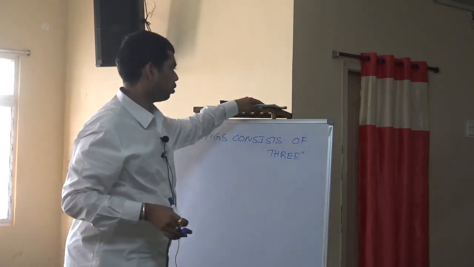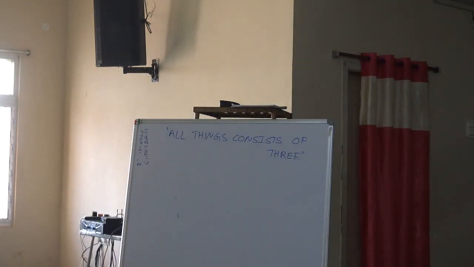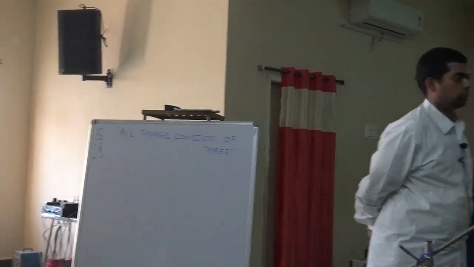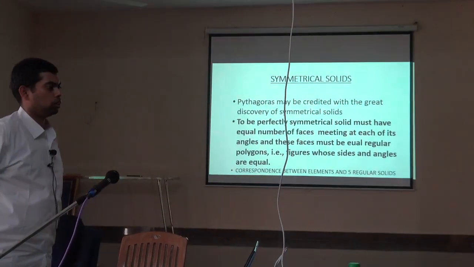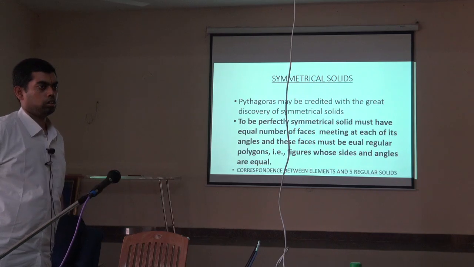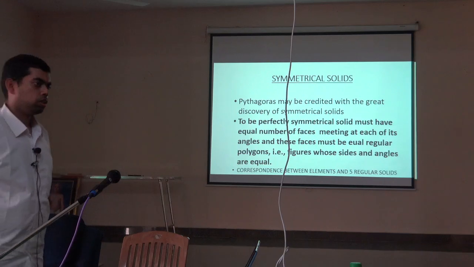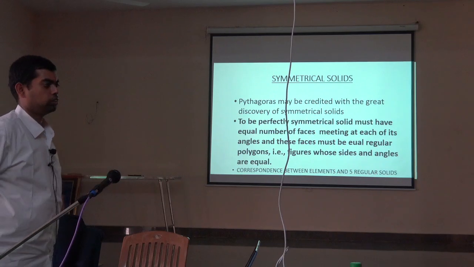So then Pythagoras said this creation is made with 5 elements. So he discovered that there are something called symmetrical solids. Symmetrical solids. So this is a little bit technical.